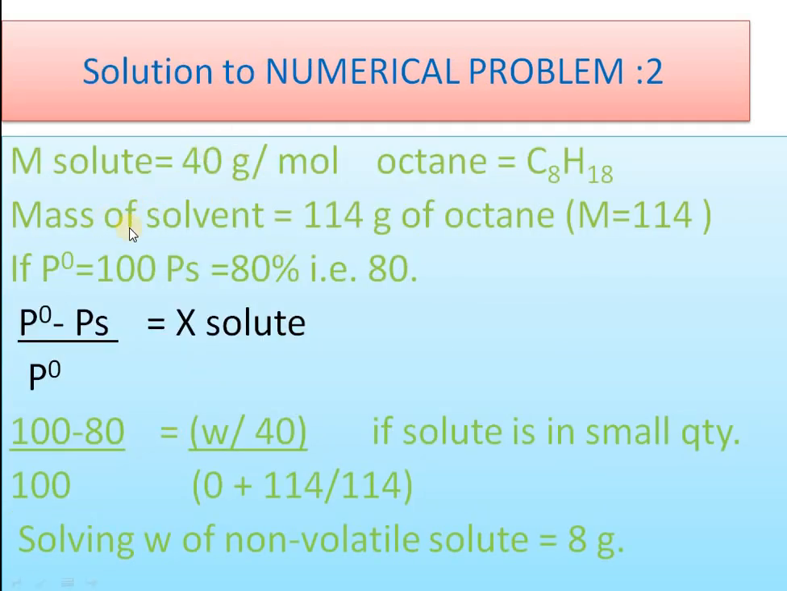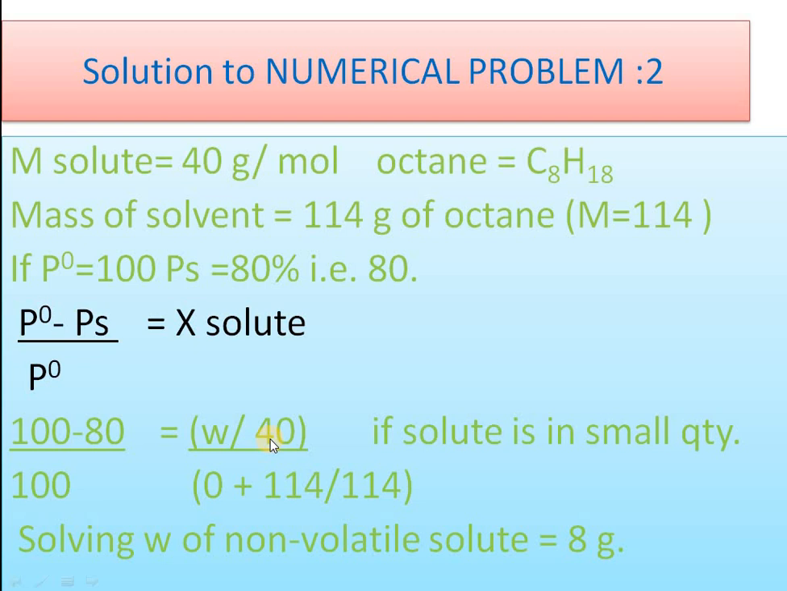So the mass of solvent is given, molecular mass is given, and octane is the solvent. This was solute, this is solvent. Solvent molecular mass we can calculate, that comes out to be 114. So now this is the formula to be used. If 100 is the previous vapor pressure of solvent and 80% means 80, then 100 minus 80 divided by 100 is the relative lowering of vapor pressure, which depends on the mole fraction of solute, moles W by 40. This is the molecular mass given, and this I have taken 0.